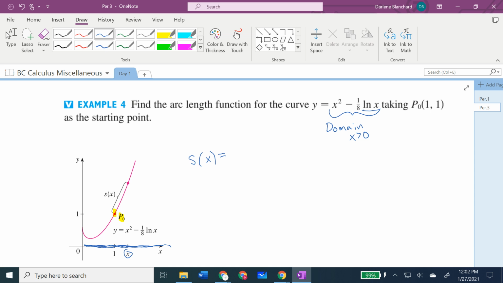So what we're going to do is, first of all, I need to set this up as an integral from my initial point to my x coordinate. If I'm dealing with respect to x, then I'm actually working with the x coordinate of this point to some general x variable.